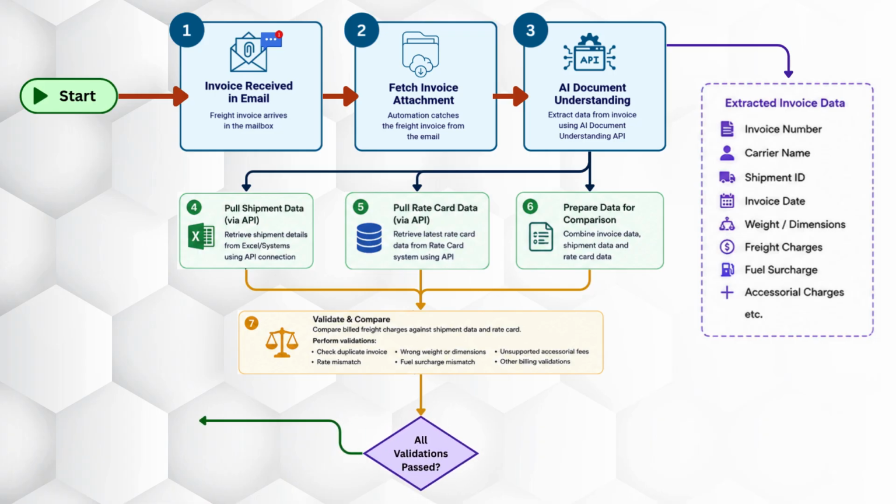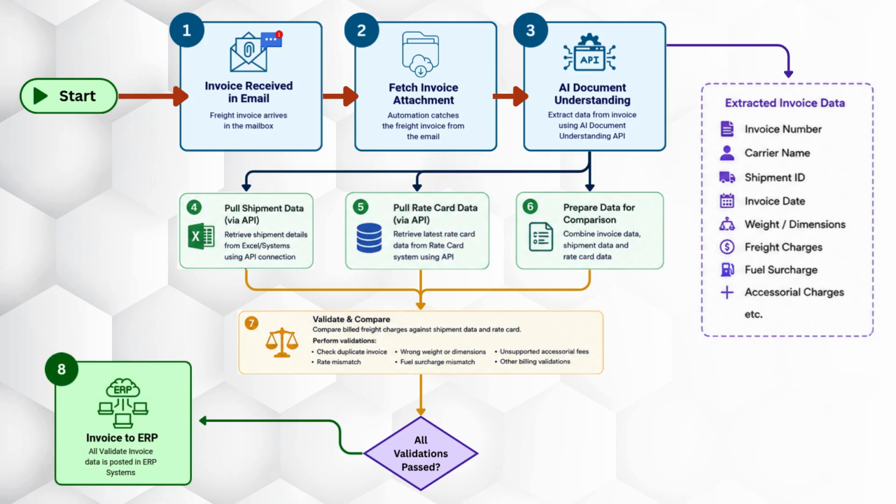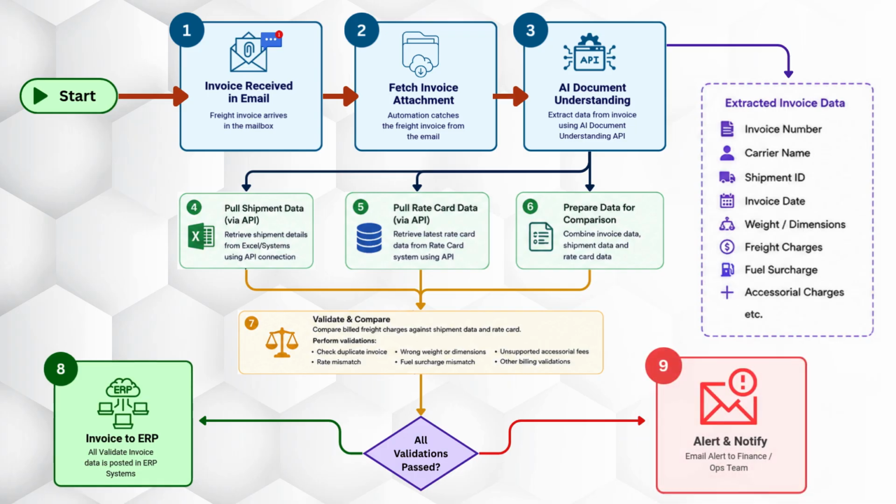If all validations pass successfully, the invoice is automatically posted into the ERP system for further finance processing and payment approval. However, if any mismatch or anomaly is detected, the automation immediately triggers an alert email to the finance or operations team with complete validation details for review and resolution.